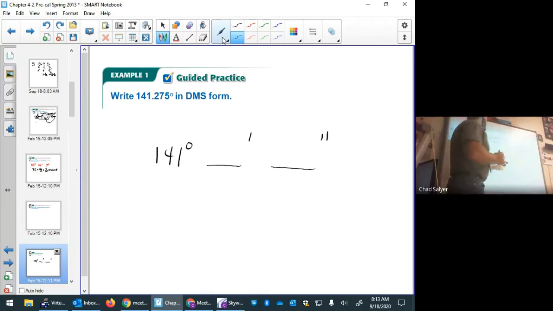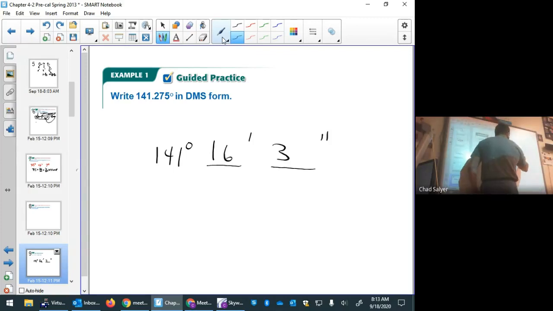All right, Ian, tell me what goes right here. 16. Very good. Well, just 16. The 0.5 we use on the next step. And then Bristol, tell me what goes here. 30. Very good. Excellent work, gentlemen.